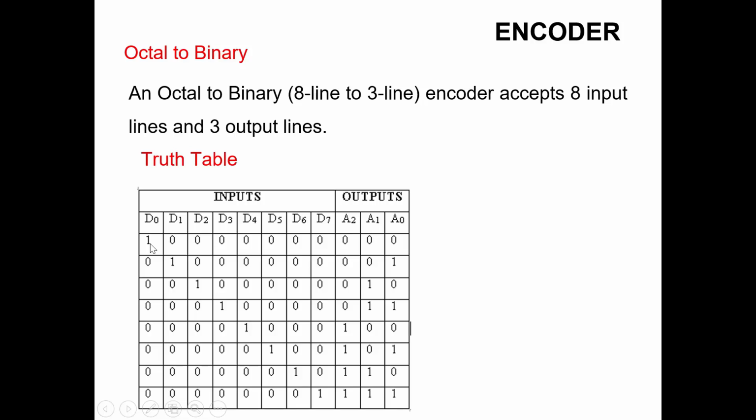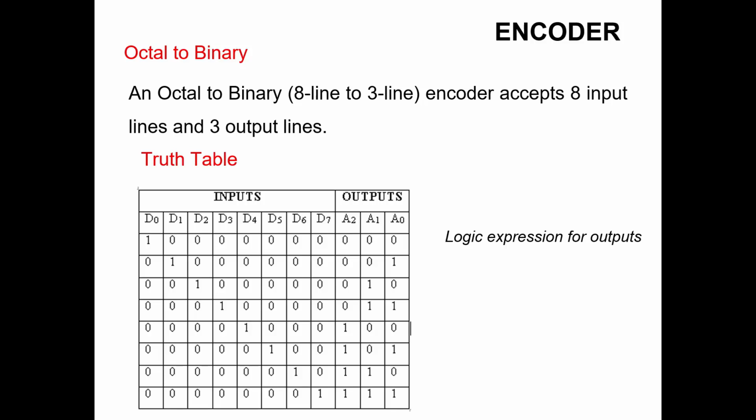Now if you see here, in the first entry, D0 is high while all others are low. In the second entry, D1 is high while all the other inputs are low, and we have the corresponding outputs 0, 0, 1. For the third entry, D2 is the high input, all other inputs are low, and we have 0, 1, 0 at the output. Similarly, for the last one, D7 is high and we have at the output 1, 1, 1 as A0, A1 and A2.